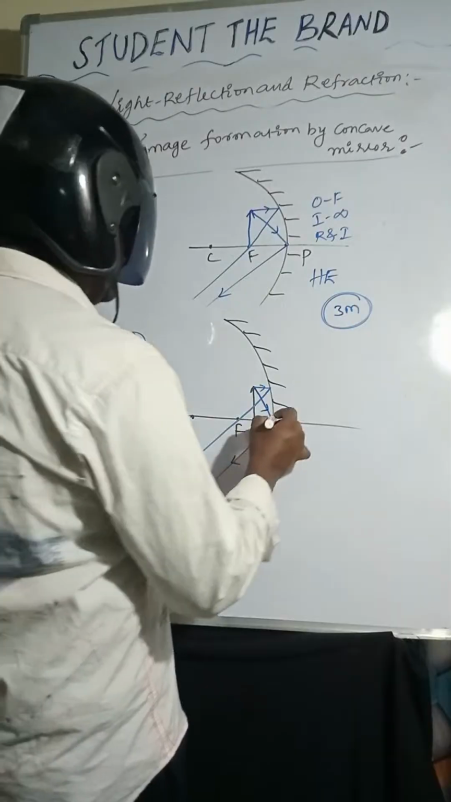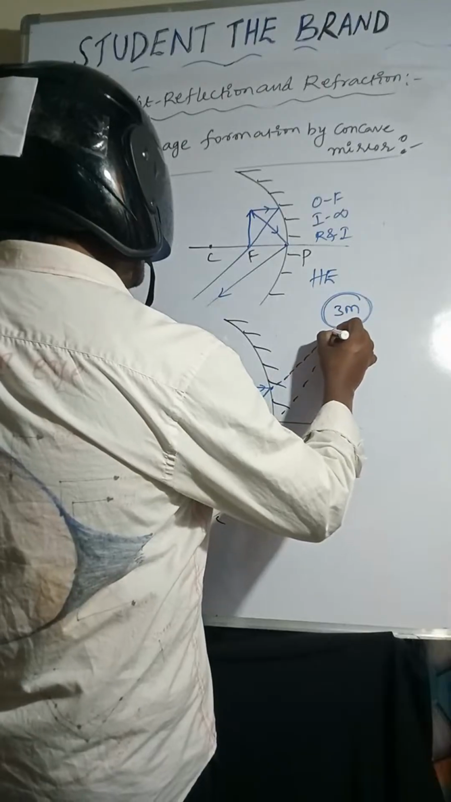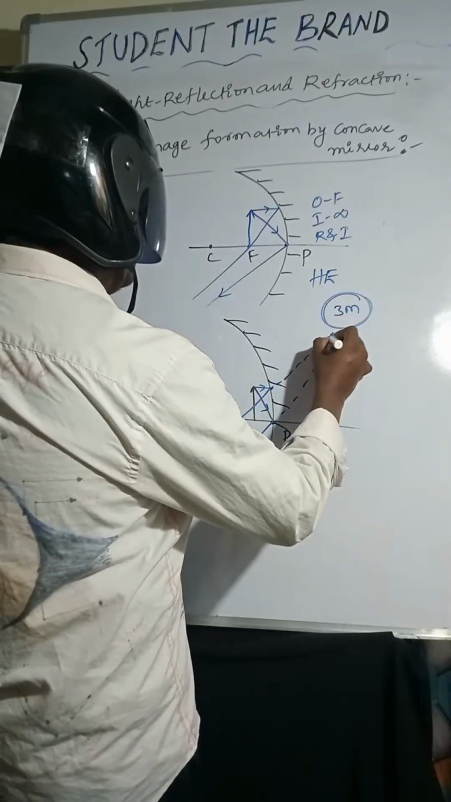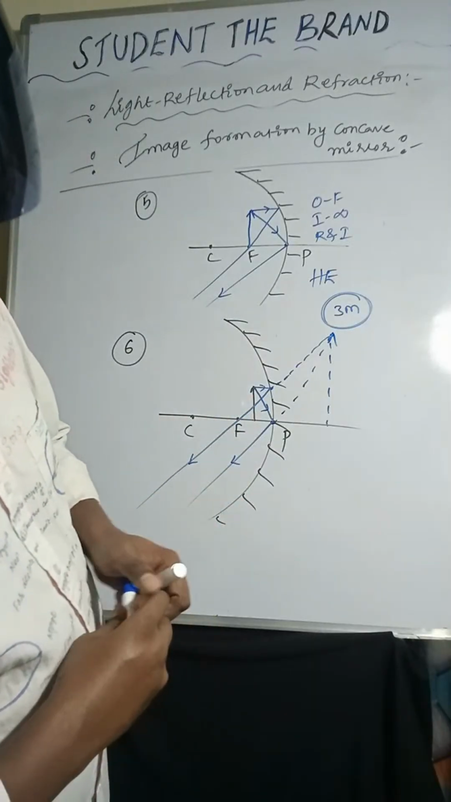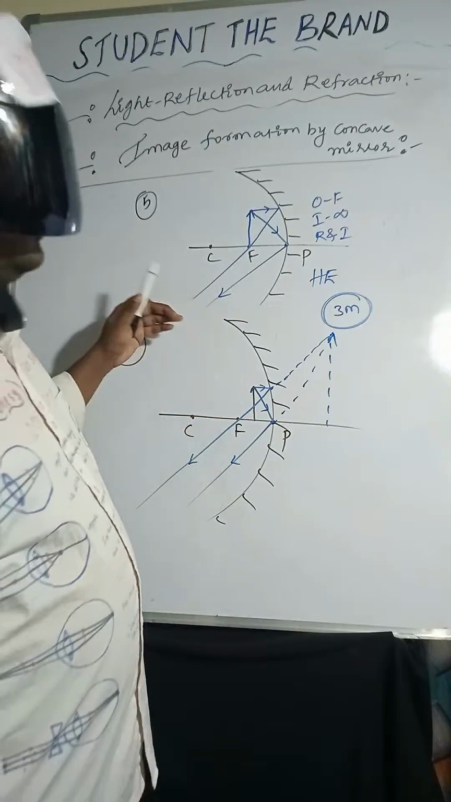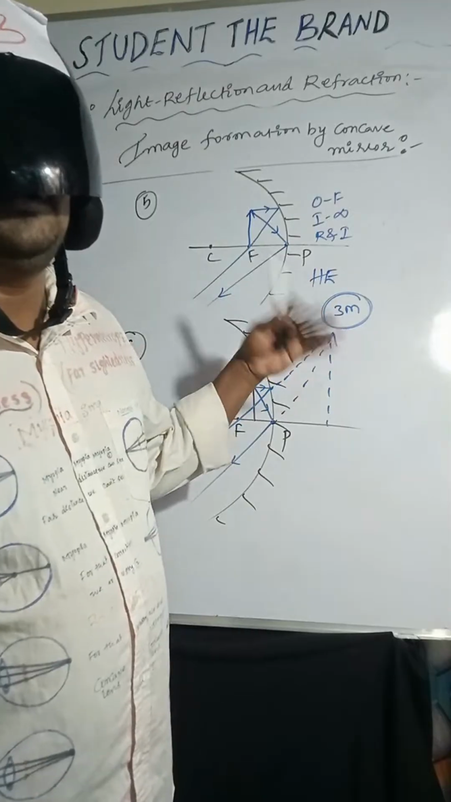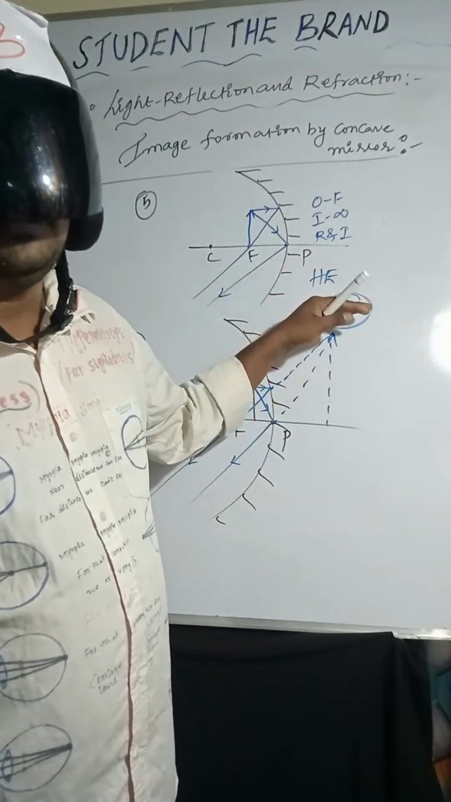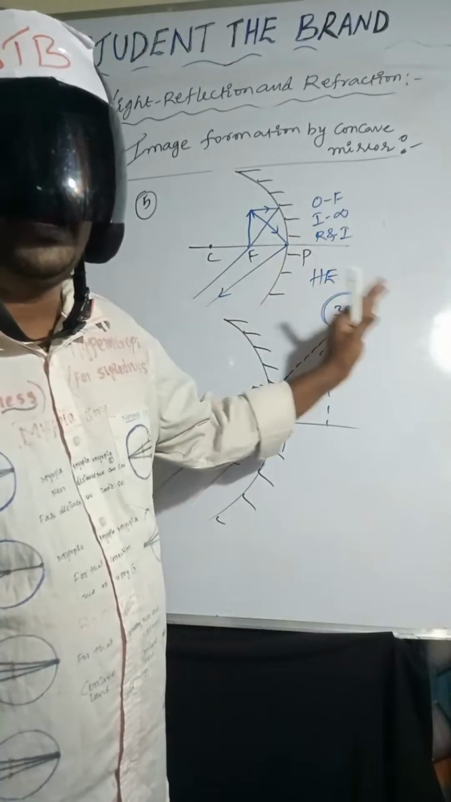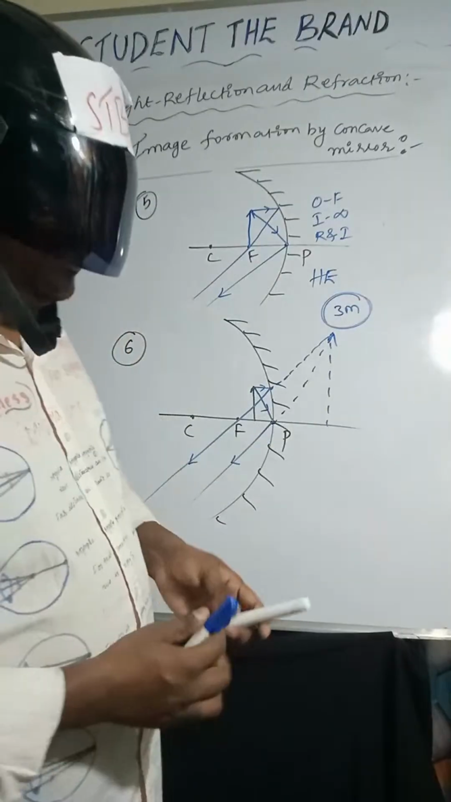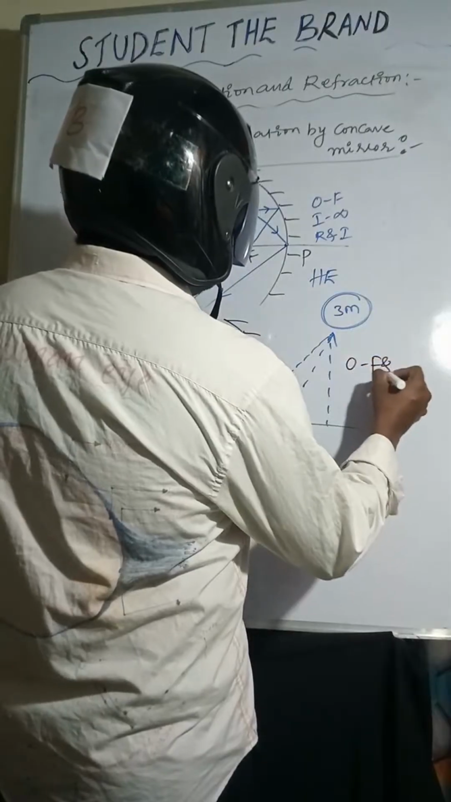If you extend these rays, those light rays will be meeting behind the mirror. So what are those lines? Dotted lines. Whatever we are extending, those are the dotted lines. When the dotted lines are meeting, that is nothing but a virtual image. A virtual image will form behind the mirror.